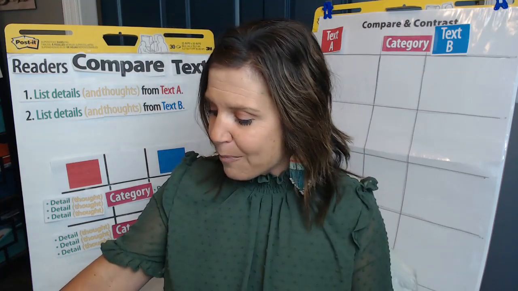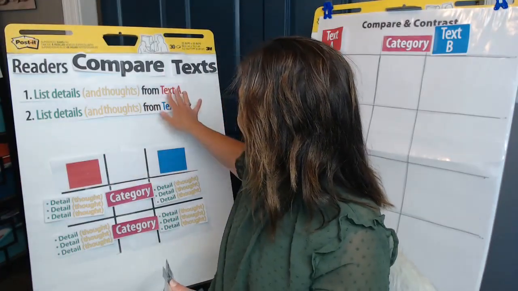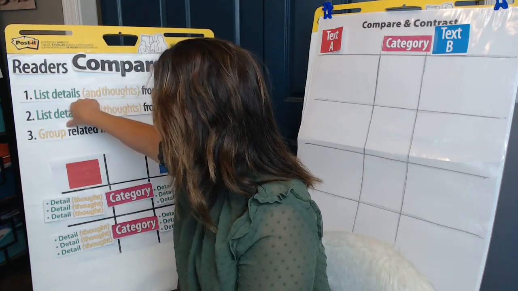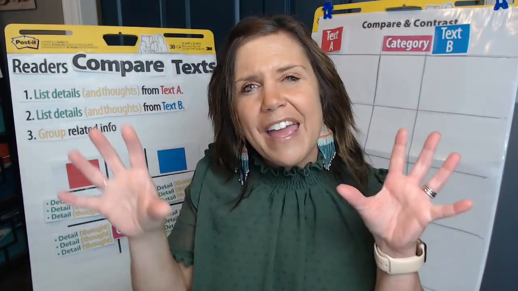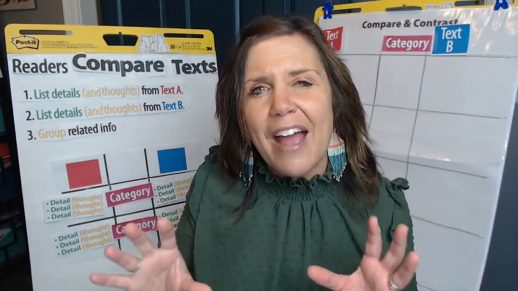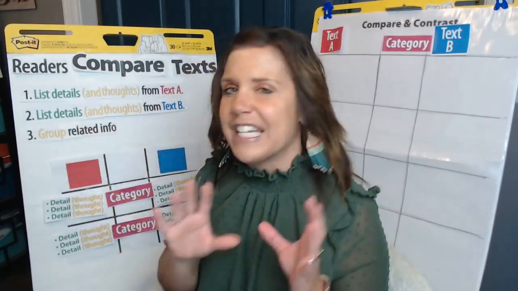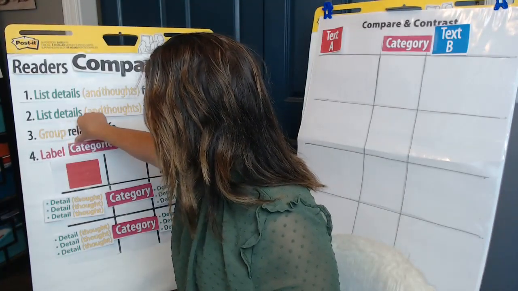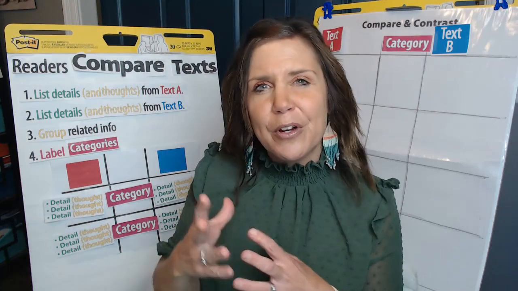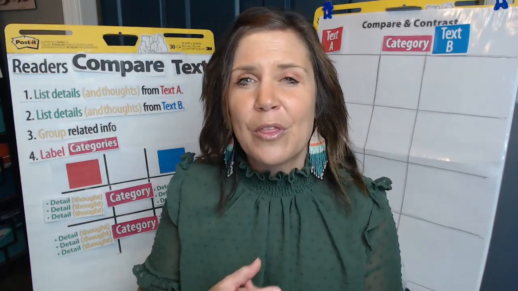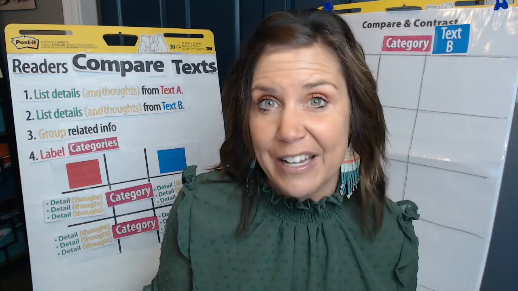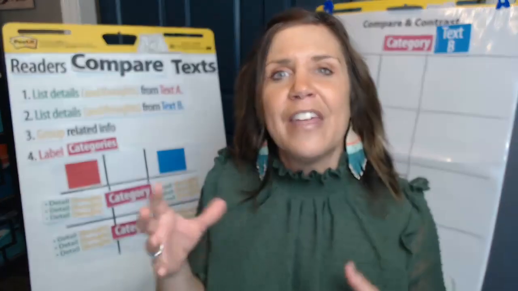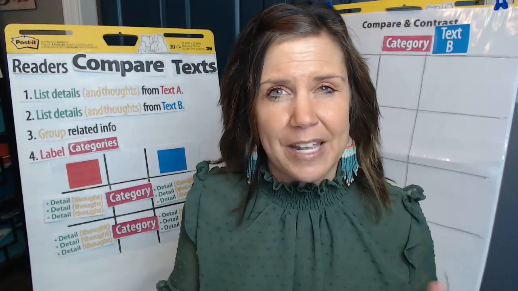And the next step that we'll do after we list all the details from the two texts is we're going to start to group the related details. We're going to look at our T-chart and we're going to see, what do they have that's the same? And then what do they have that's different? And sort of group that information together. And the fourth step is to label the categories. So they're similar because their characters are similar, or they're different because their settings are completely different. So grouping the information together and then telling the category, comparing the categories and how they're similar and how they're different.